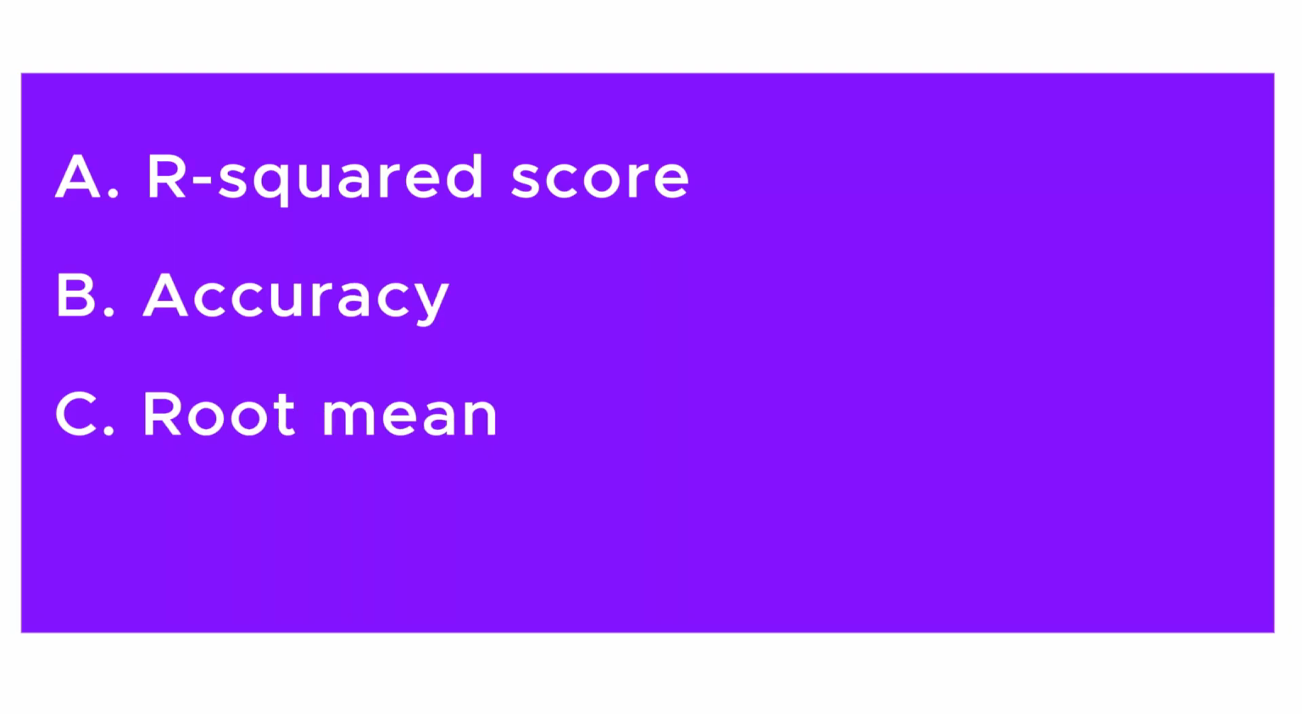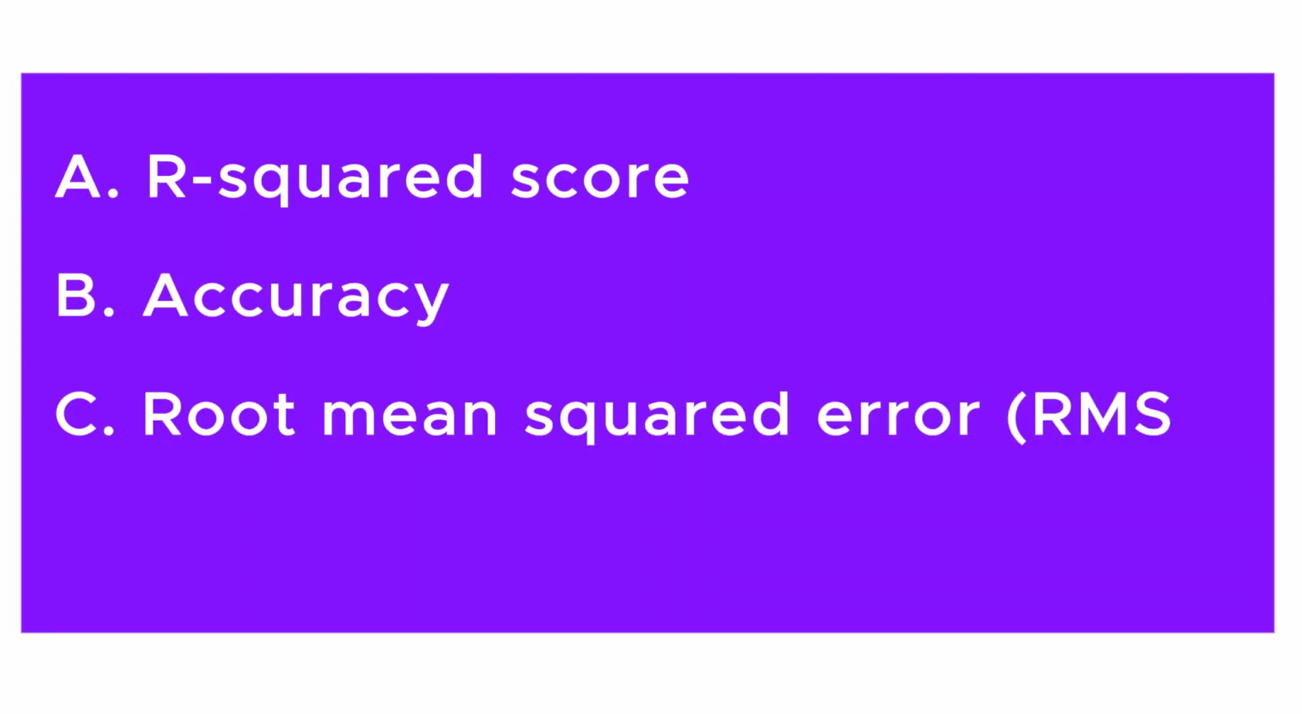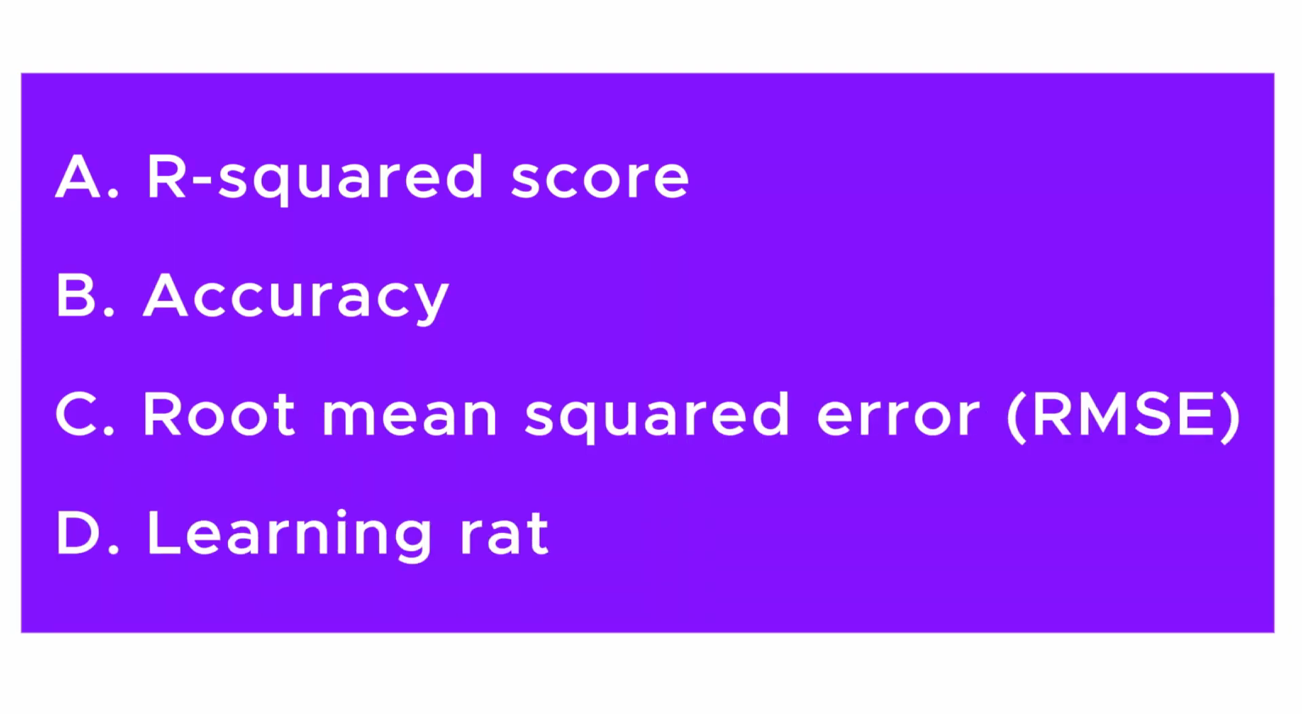A. R-squared score. B. Accuracy. C. Root mean squared error, RMSE. D. Learning rate. Correct answer is B. Accuracy.